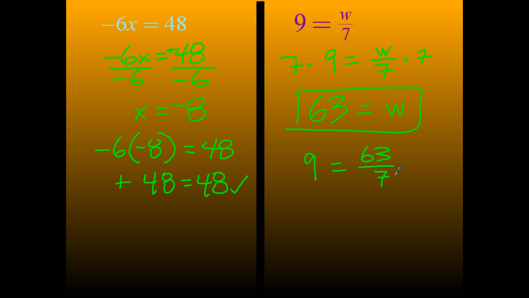Another way of looking at this is you had W divided by 7. You have 7 groups, and in each group is 9. So that's why you end up multiplying them to get 63. Okay, so in this case, does 63 divided by 7 equal 9? Yes, it does, and I'm good.